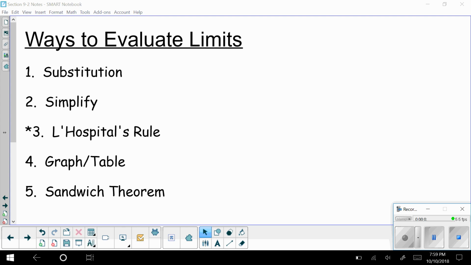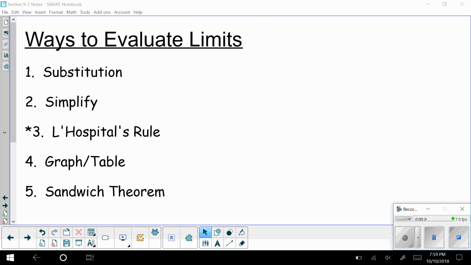In a previous unit, we had talked about ways to evaluate limits. And I had given you this list of the ways you want to try to evaluate limits in the order you want to try them in. First thing we always want to try is just substitution, because the vast majority of limits we'll be able to evaluate that way. If that doesn't work, try algebraic simplification and then substitute again.